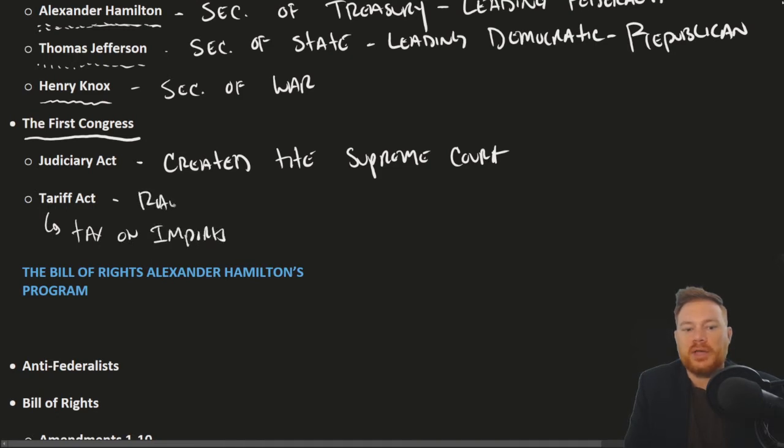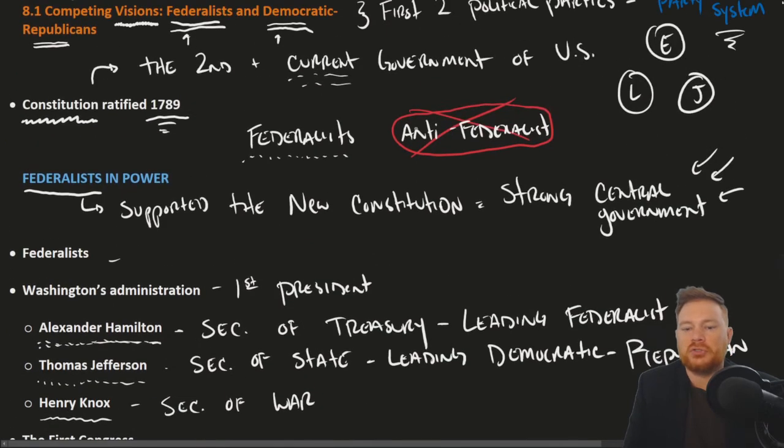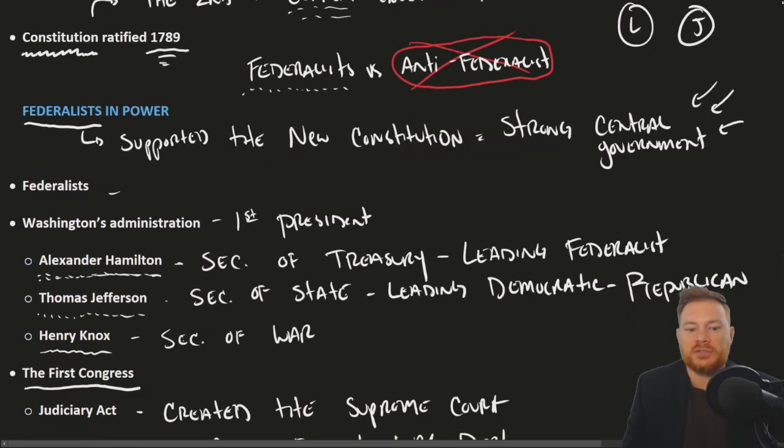And this was designed to raise money for the war debt, right? The war debt. Another one of Congress's first actions was living up to that promise of passing a Bill of Rights. Recall during the constitutional debate between the Federalists and the Anti-Federalists, the primary concern of the Anti-Federalists in the Constitution was that there was no guarantee of protection of people's rights. Many Anti-Federalists said that if a Bill of Rights were to be included, then they would get on board and vote yes for the Constitution.